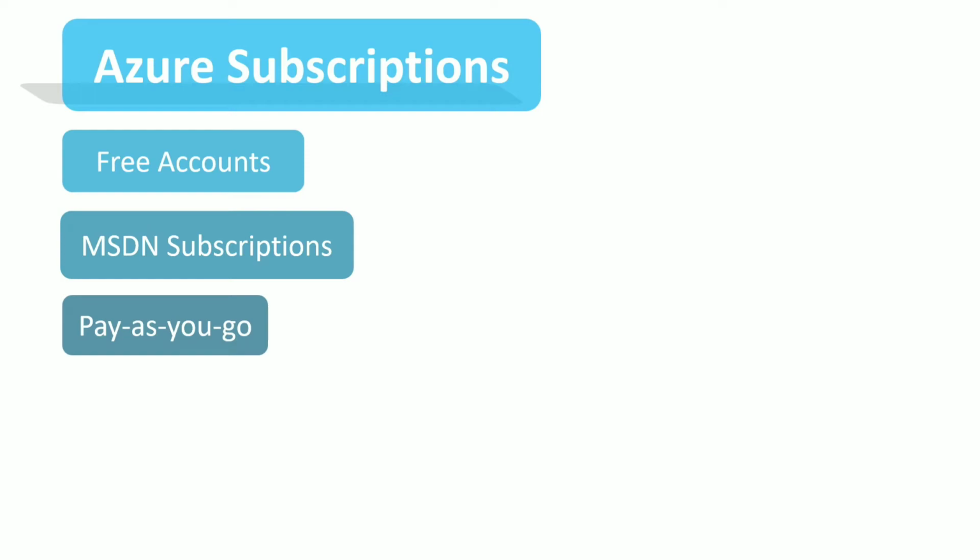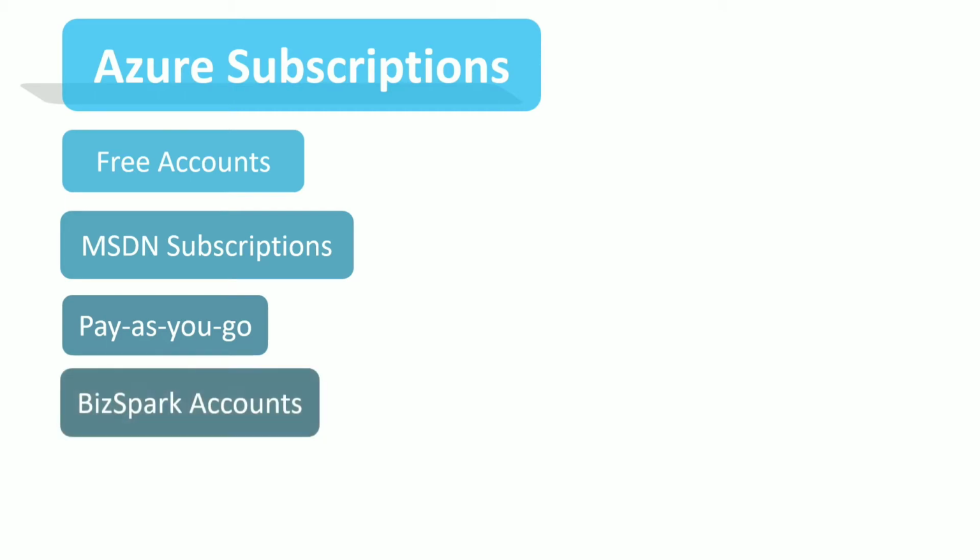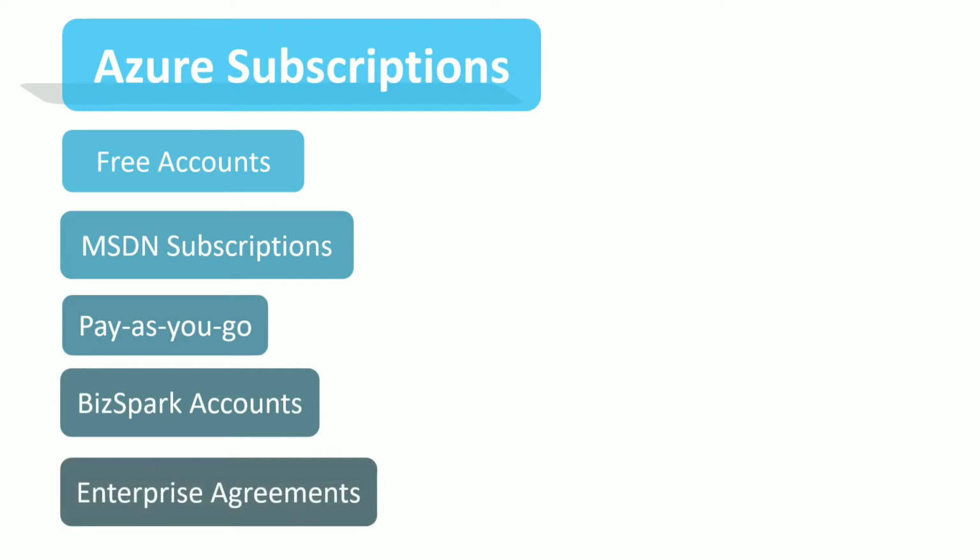Third, pay as you go. With this subscription, you pay for what you use by attaching a credit card or debit card to your account. Fourth, BizSpark account. This program offers free access to startups for 3 years. This includes software, services, technical support, as well as Microsoft Azure cloud service usage. You get $150 in Azure credit as well. Last is Enterprise Agreement, or EA.